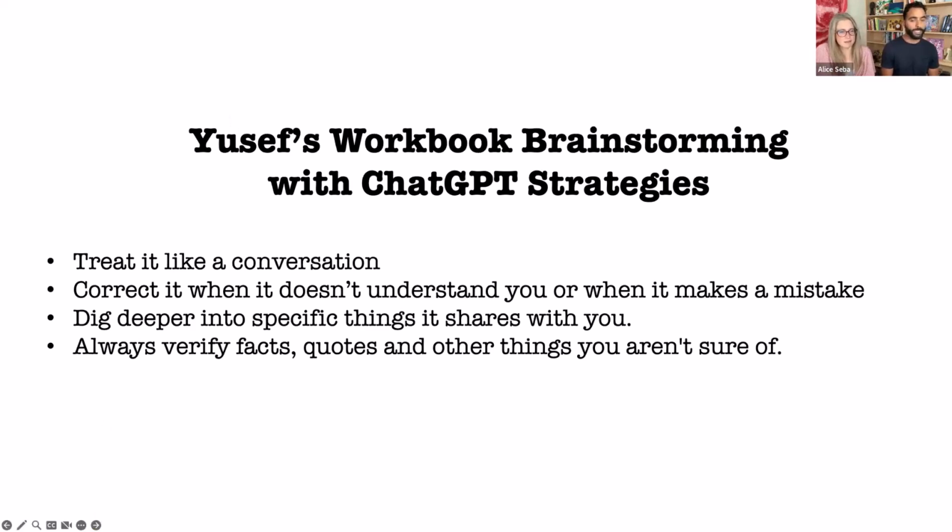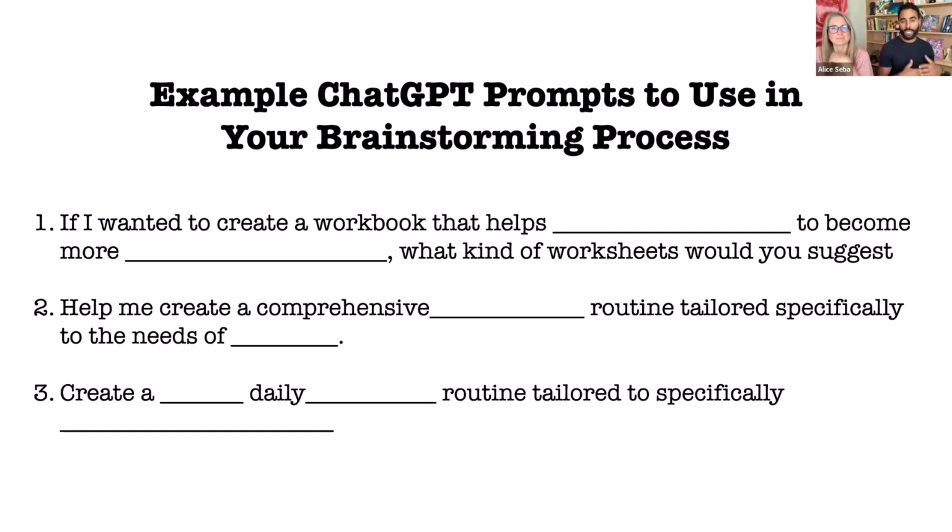Yeah, totally. I should use the mouse. Are we ready? Yeah. So here are examples of ChatGPT prompts that you can use when you brainstorm in your process. I gave you examples, one, two, three. In the first one, if I wanted to create a workbook that helps blank to become more blank, what kind of worksheet would you suggest? Here you can add, let's say, if I want to create a workbook that helps soccer players to become more flexible, what kind of worksheets would you suggest?